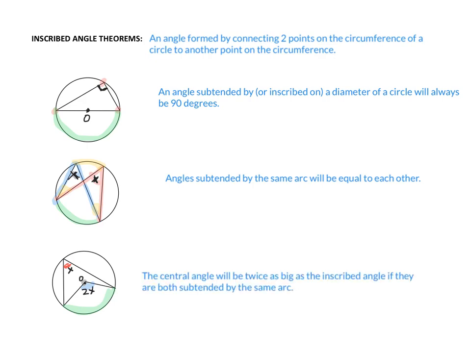So I have the definition there for that one. The central angle will be twice as big as the inscribed angle if they are both subtended by the same arc. They're both sitting on that same arc. So those are 3 inscribed angle theorems that you're going to need to know. There are 2 more theorems, and they are based on the tangents to the curves, and I'll do that in the next video, and then we'll do some examples on these.